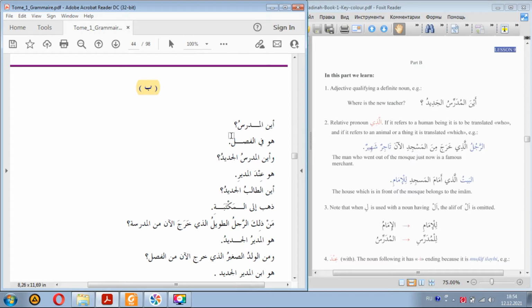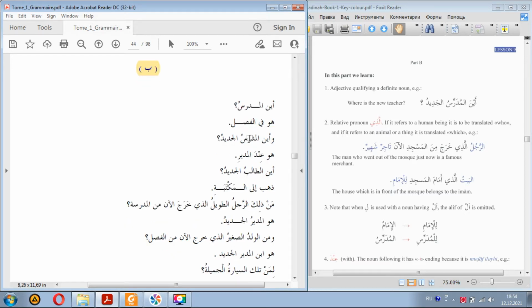So let's now move on to the next part, which is part B, or part Ba. It starts with the question أين المدرس? Where is the teacher? هو في الفصل. He is in the class. وأين المدرس الجديد? Well, المدرس is man'ud, it has alif lam, and its adjective, which is na'at, also has alif lam.